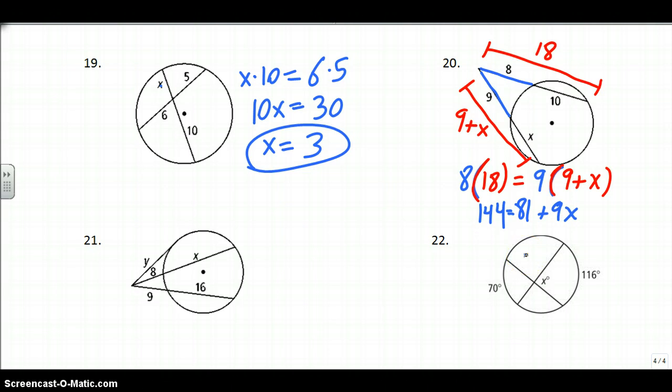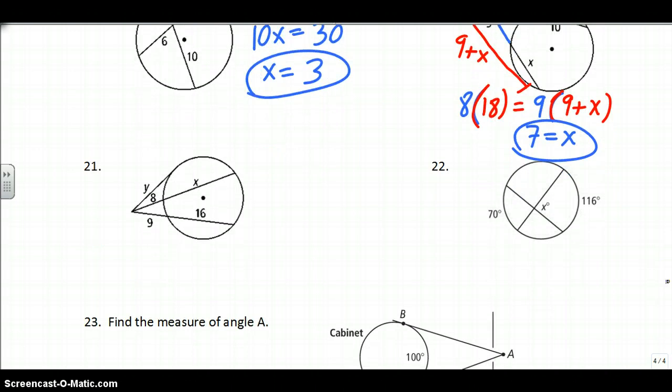Let's see, shoot, I'm running out of room. 144 minus 81 ends up being 63. And then you divide by 9, x ends up being 7. Okay. I kind of didn't show my steps there, but anyway, I ran out of room. x is 7. Okay. Case 2 is kind of a modification. Actually, we're going to need case 2 on number 21 to figure out x, and then I think we'll use case 3 to get y. So let's get x first.